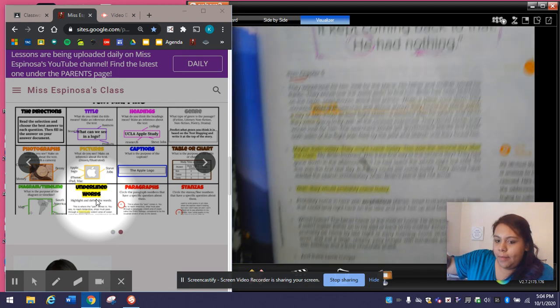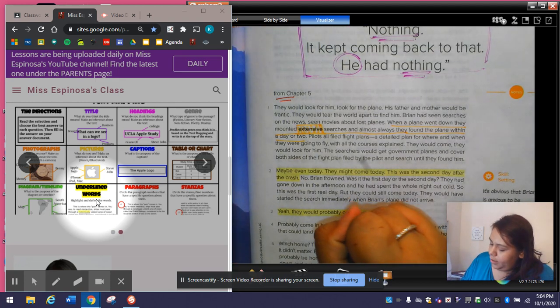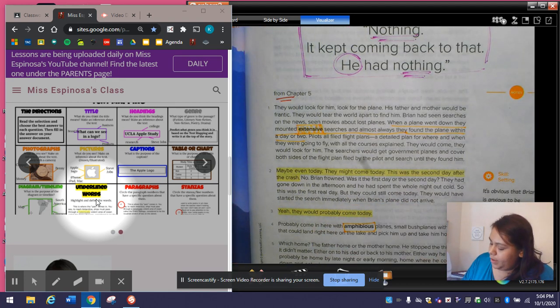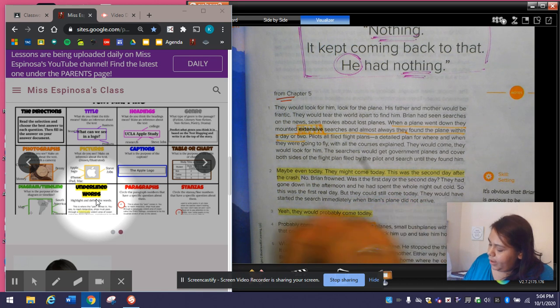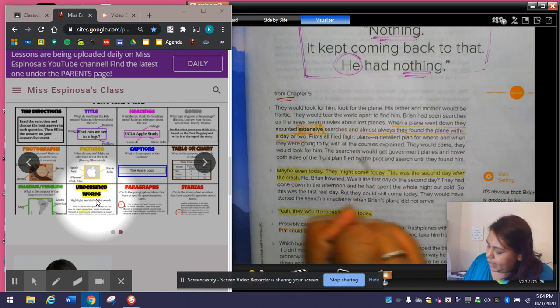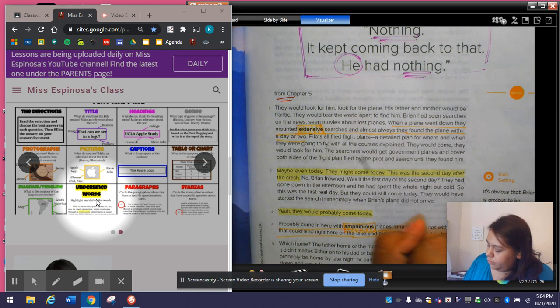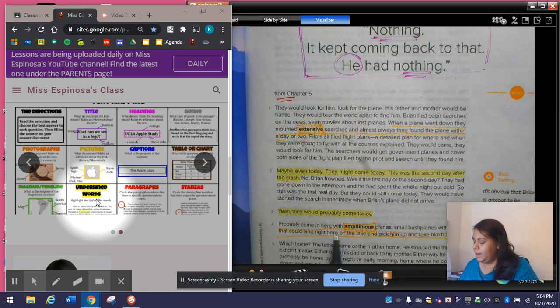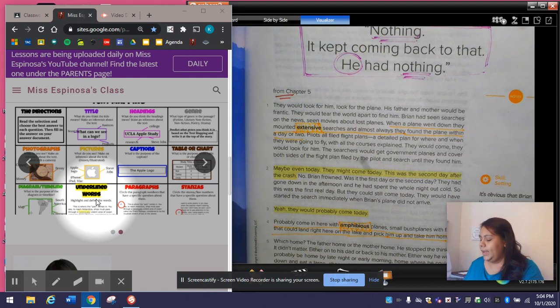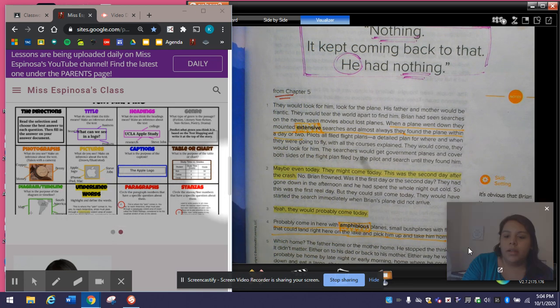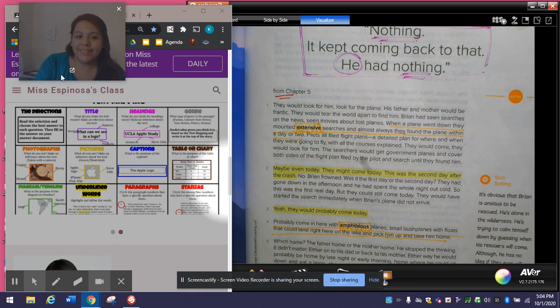My second vocabulary word would be right here, amphibious. I'm going to highlight it, and I also want to underline the sentence that it comes with. Probably come in here with amphibious planes, small bush planes with floats that could land right here on the lake and pick him up and take him home. That's interesting.